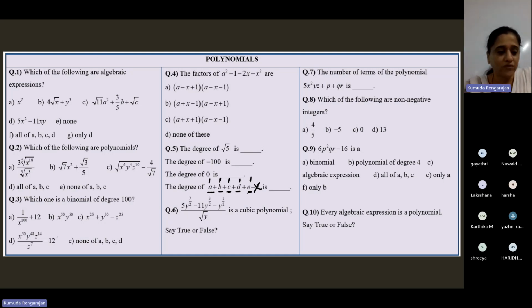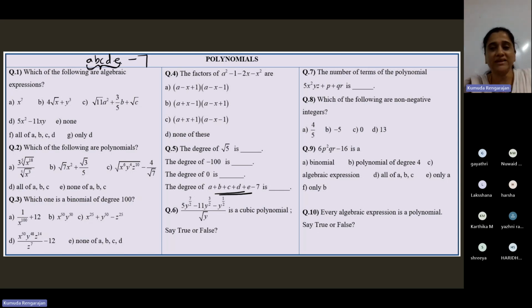If it was A, B, C, D, E minus 7, then we have to add the powers. If this expression were like this, A, B, C, D, E minus 7, then A, B, C, D, E is one term. This one term has 5 variables. So 5 variables, 5 powers. So add the powers.